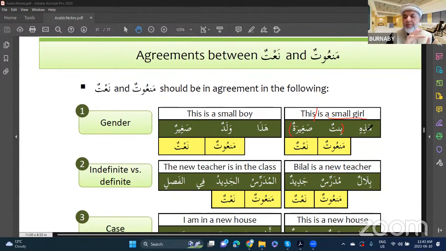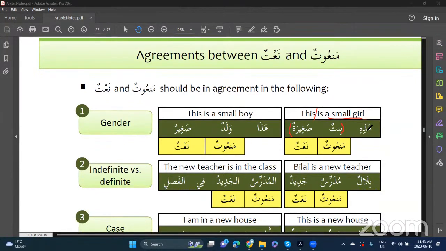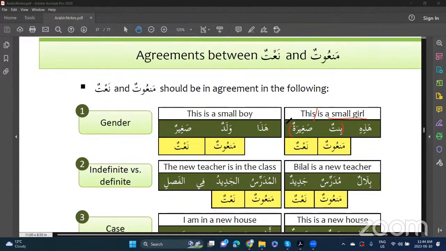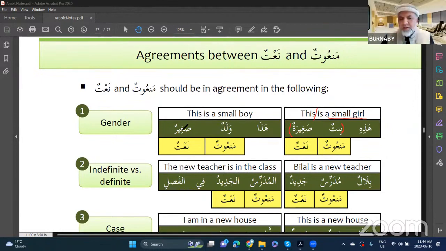Now, if we have to make it the mubtada, will it be bintun saghiratun or al-bintu as-saghiratu? Al-bintu as-saghiratu. Because in order for it to be mubtada, it has to be in the marifa category, right? And you would have to make bintun saghiratun into al-bintu as-saghiratu. Agree? Okay. Haza waladun saghirun.